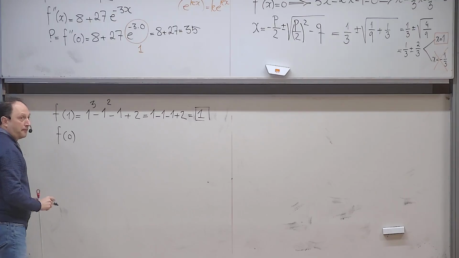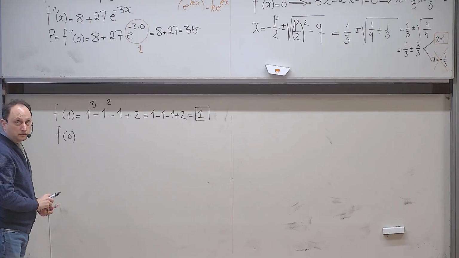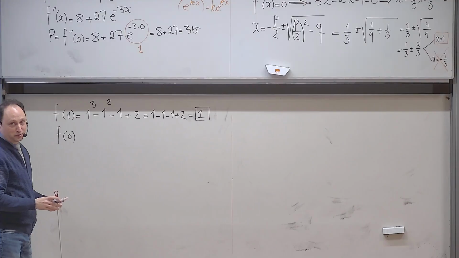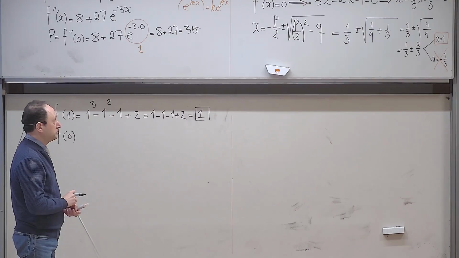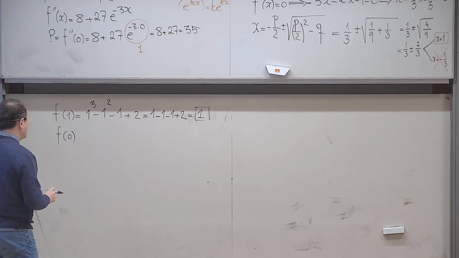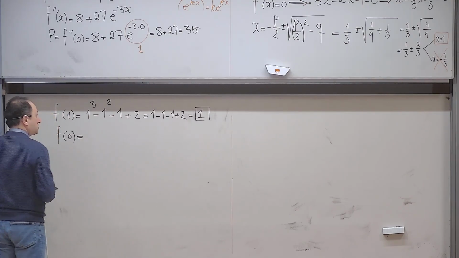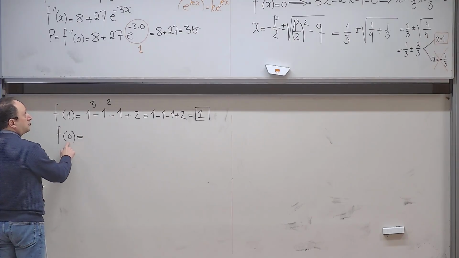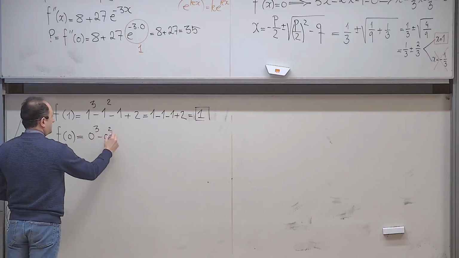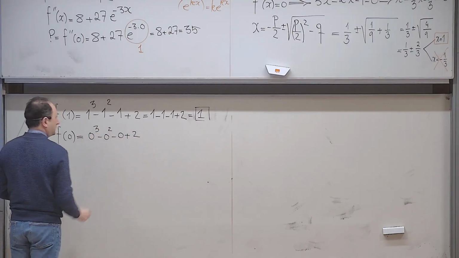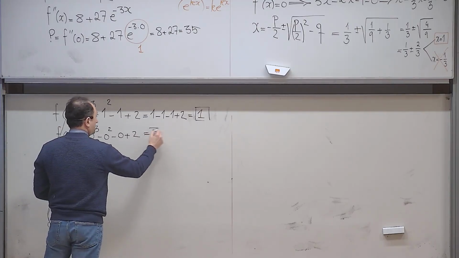Why is there no table involved? No, because this is a different algorithm. That table is for local maximum and local minimum. This is not local maximum, it's absolute minimum. So you have to write f of 0. F of 0 is 0 to power 3 minus 0 to power 2 minus 0 plus 2. So the answer becomes 2.